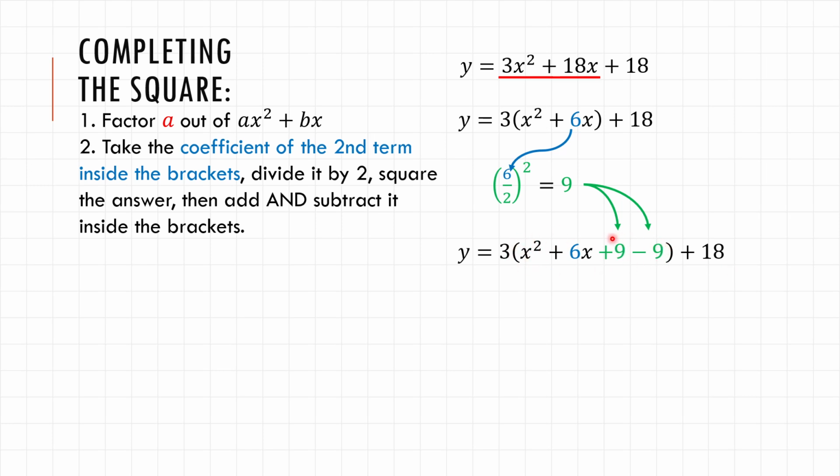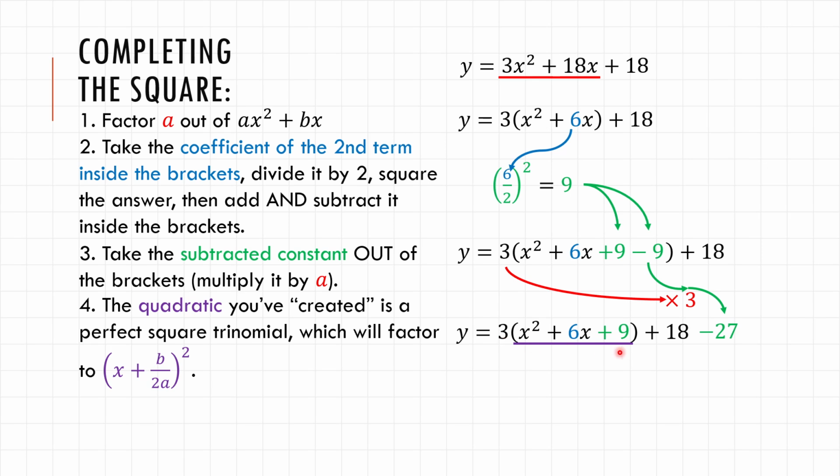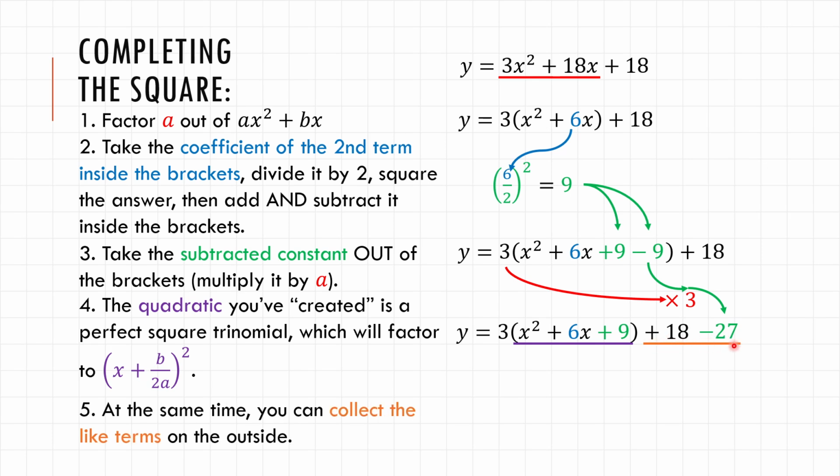Now, this right here is a perfect square trinomial, but this -9 kind of messes us up. So we're going to get that out of the brackets, the negative version of it, by multiplying it by the coefficient a. So we know that that's going to give us -27 in this case. And now we have a perfect square trinomial, which we can very easily factor. And it's always going to factor to x plus half of this number. So half of 6, of course, is 3. (x plus 3) squared will be this result. And then I can also at the same time combine these two like terms on the outside. And just like that, we end up with a quadratic in vertex form.